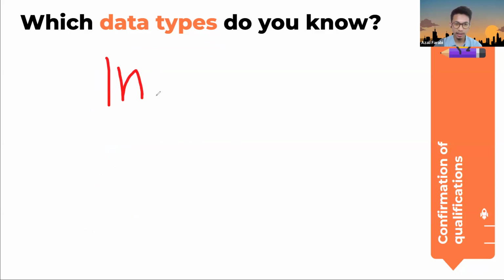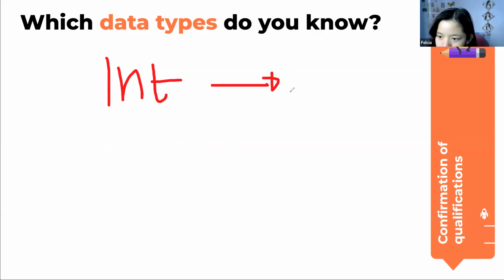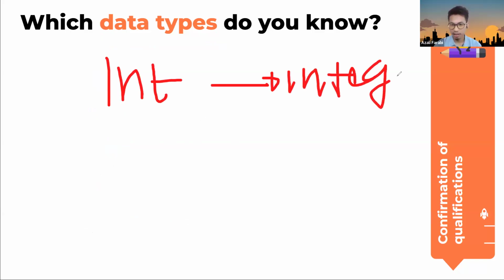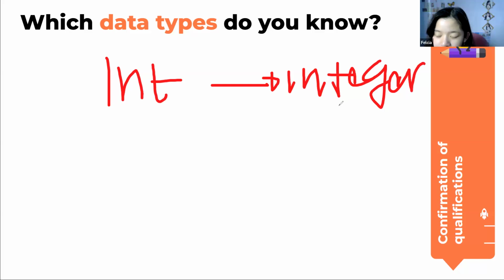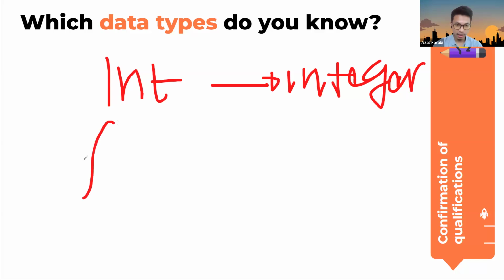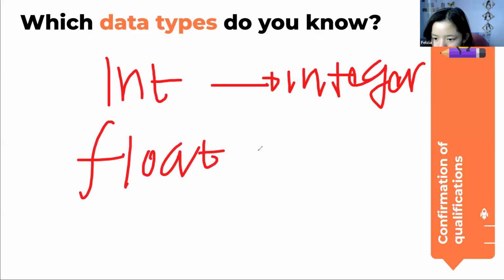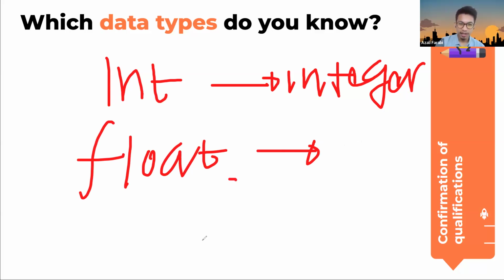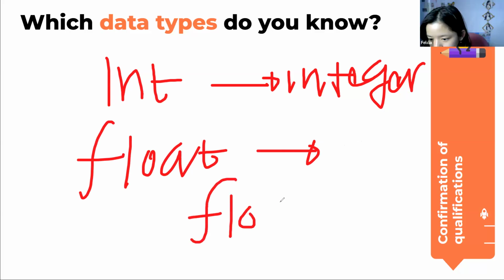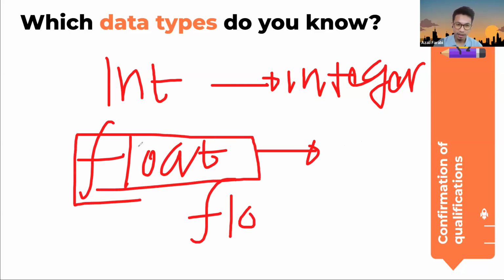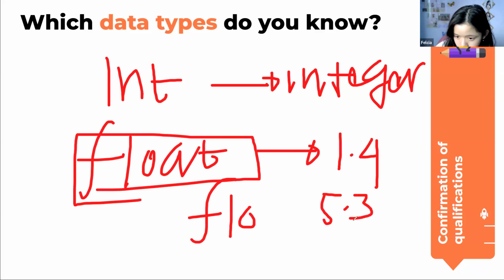First one, int or integer. Integer, you know, in English. Okay, and then the second one is float. This is also a number, the decimal number we learned. We haven't used it yet, but this is one of the data types, and it's a number, just like 1.4, 5.3, and so on.